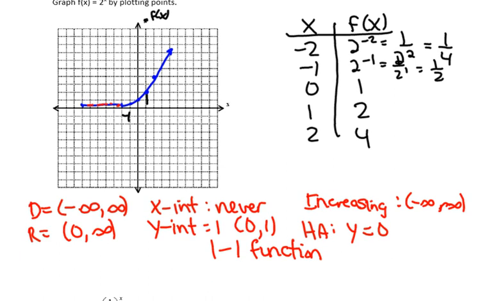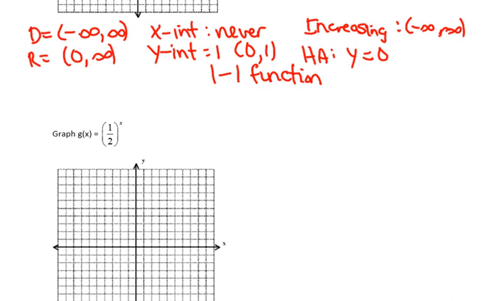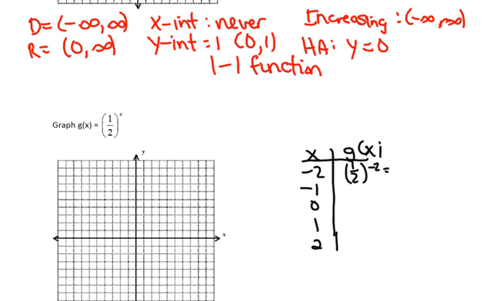The other one I want to graph right now is g of x is equal to 1/2 to the x power. Again, before I do anything else, I'm going to create a table of values for this to see what this looks like and how this is going to be different from the problem that we just finished doing. I'm going to pick the same domain values from -2 to 2. When I plug this in, that's the same thing as 2 to the first squared, which is 4.